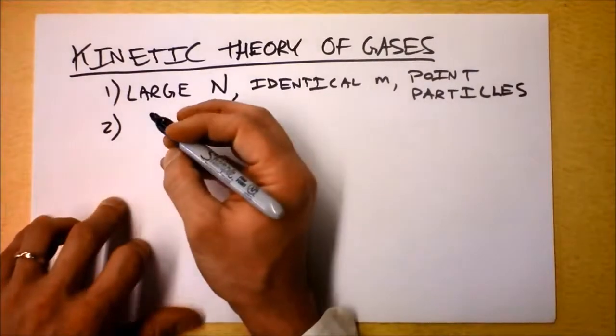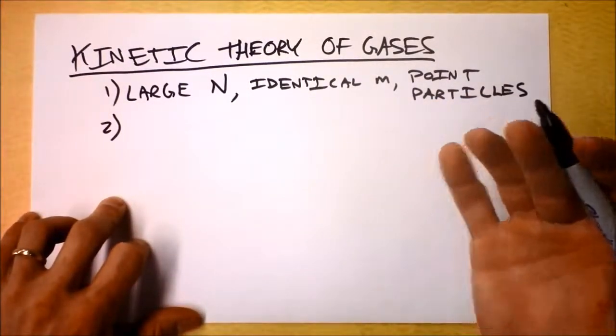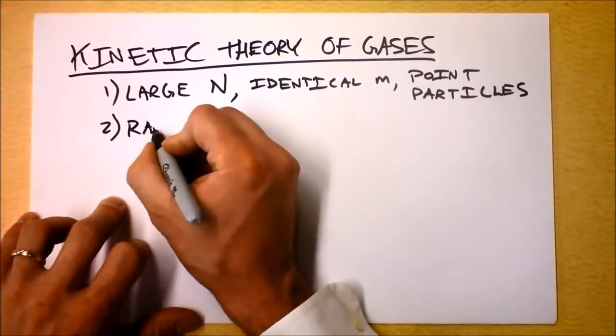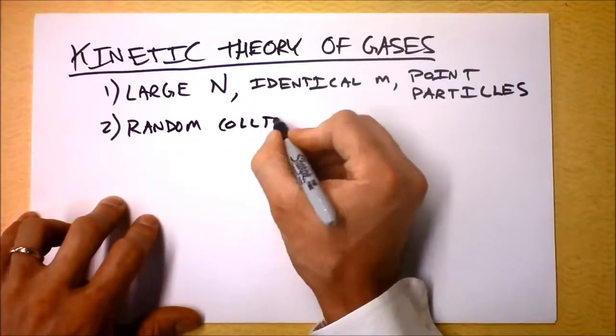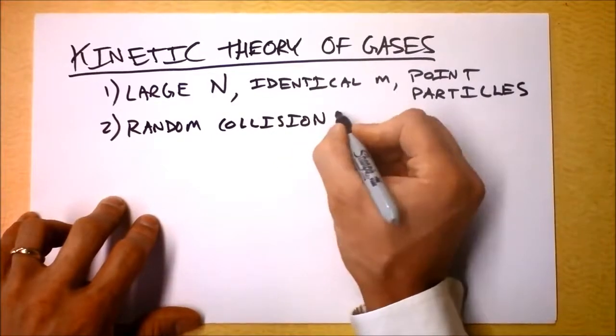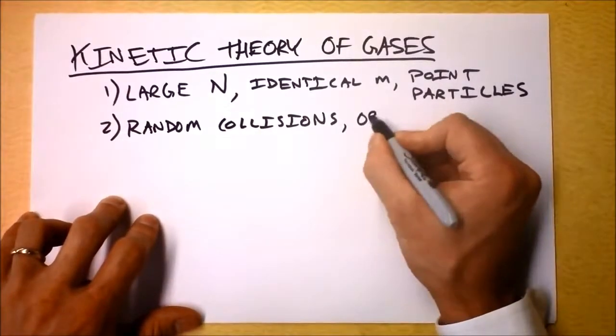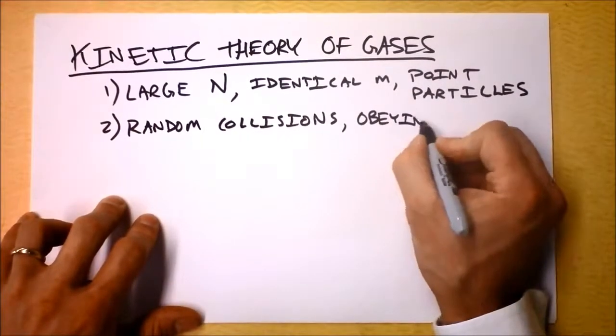The second assumption is that we have a random distribution of collisions. Our collisions are not going to be predictable, and they will obey Newton's laws. Random collisions obeying Newton.